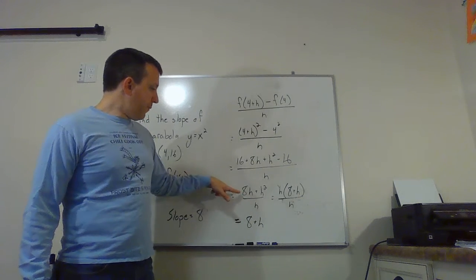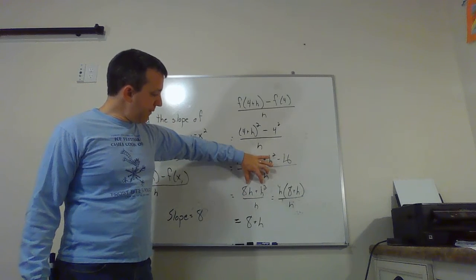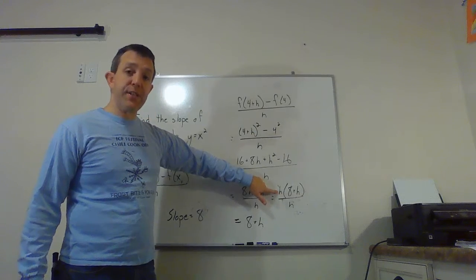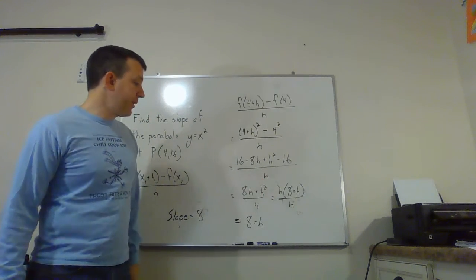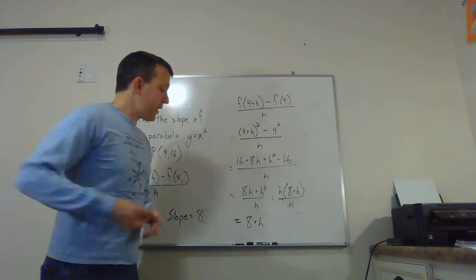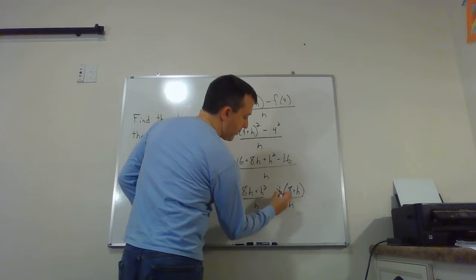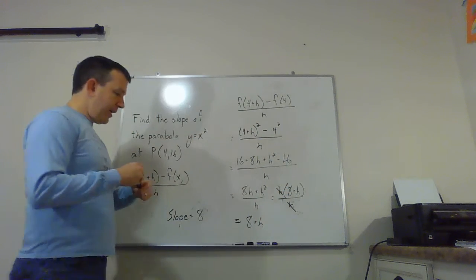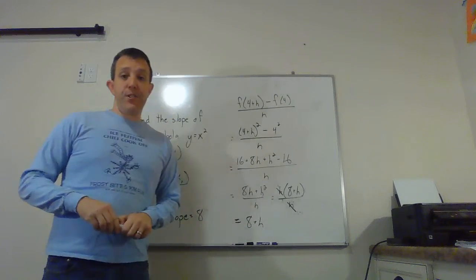So hopefully you notice that both terms on top have an h in them, so I factored out an h. That's a very common little trick that you'll see with these. And when you do that, the h cancels, the one on the top that we factored out with the one that was on the bottom. And so we're just left with 8 plus h.